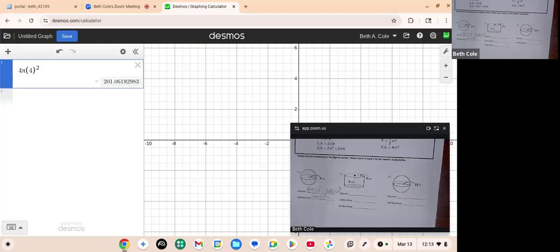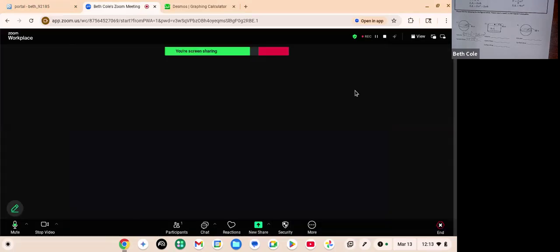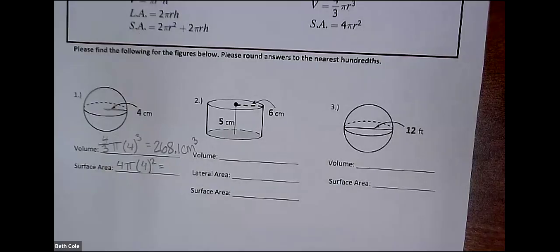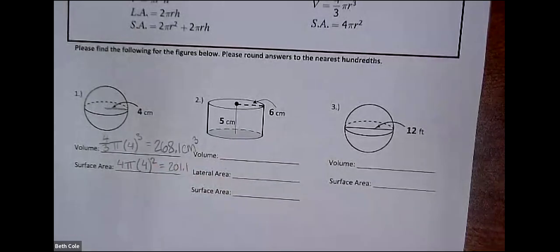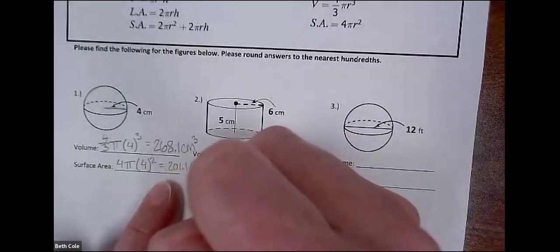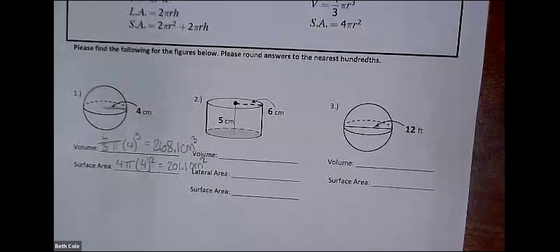All right. So that says, if you're in the back and you can't see it, 201.1. And again, I'm rounding. And an area is 2-dimensional. So volume is 3, area is 2. So it's going to be centimeters squared. Centimeters with a little 2 on it.